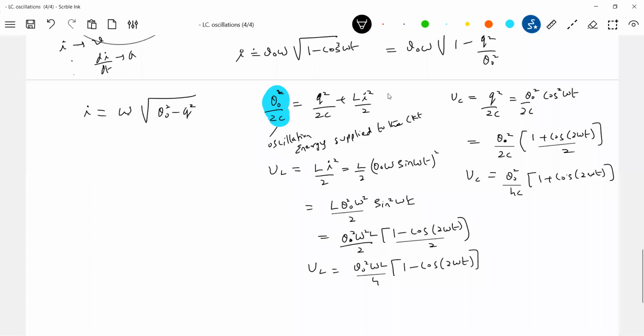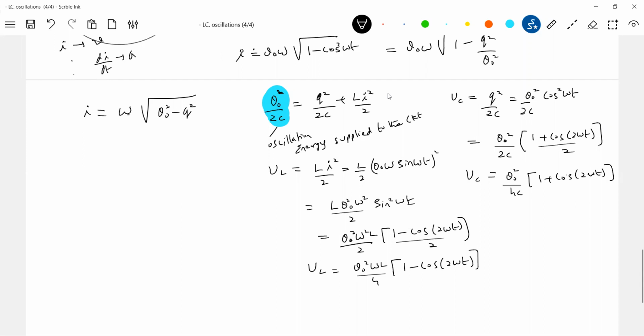Now we have the expression for charge, current, energy in the capacitor, energy in the inductor. Look at all the quantities, how they are varying harmonically. They vary harmonically. So let's plot the graph. So now what is this? This UC represents spring energy. This UL represents kinetic energy of the block.